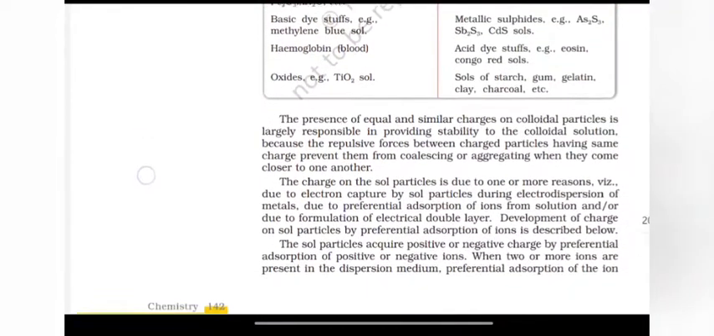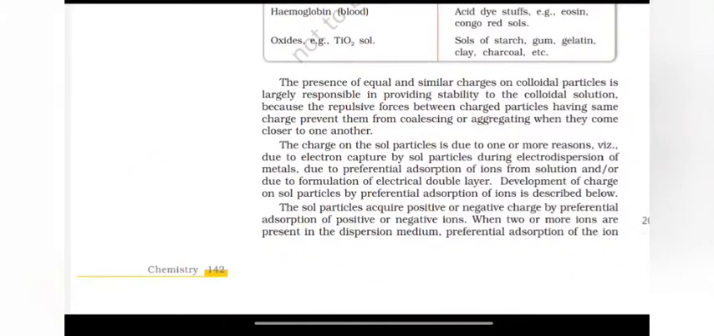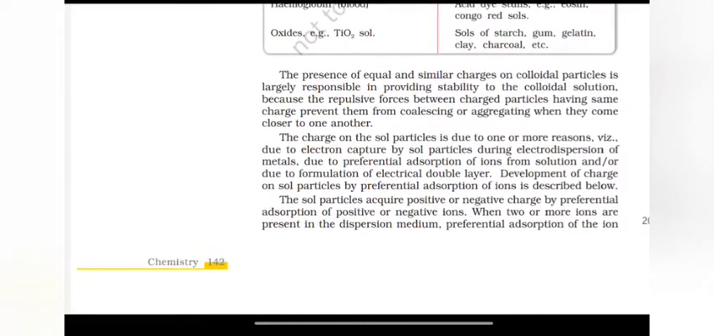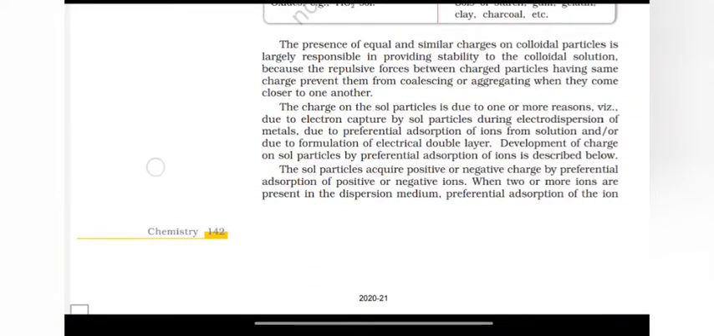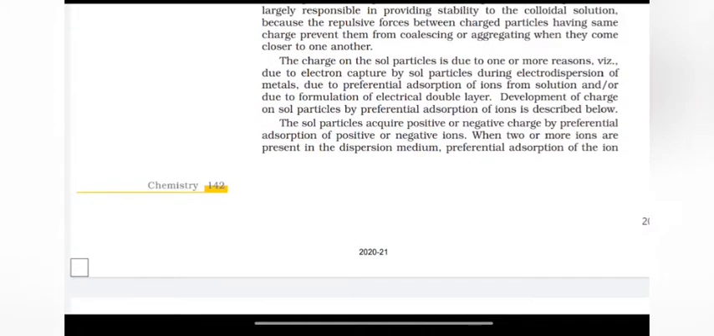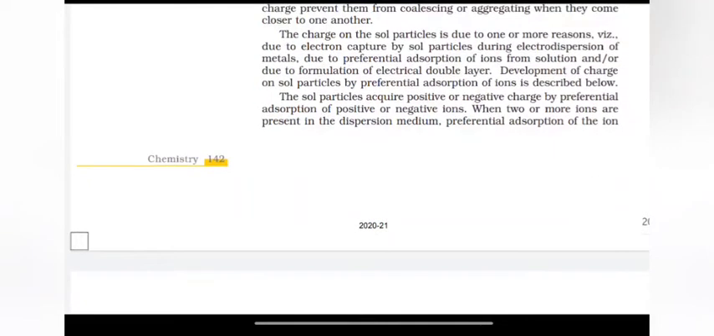The presence of equal and similar charge on colloidal particles is largely responsible for providing stability to the colloidal solution. The repulsive force between particles having the same charge prevents them from coalescing and aggregating when they come closer to one another. The charge on the sol particles is due to one or more reasons: due to electron capture by sol particles during electrodispersion of metals, due to preferential adsorption of ions from solution, and/or due to formation of an electrical double layer.